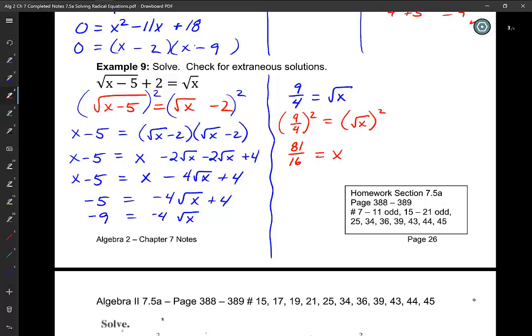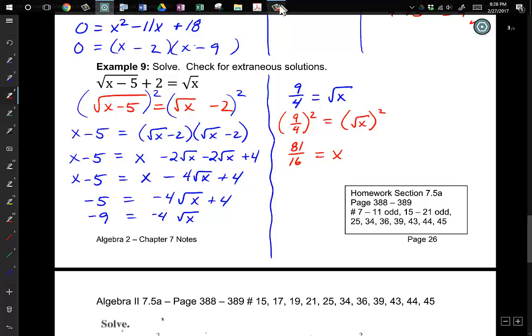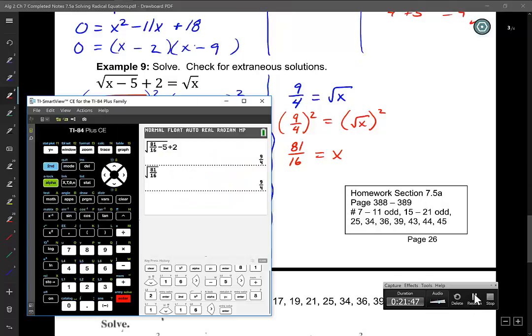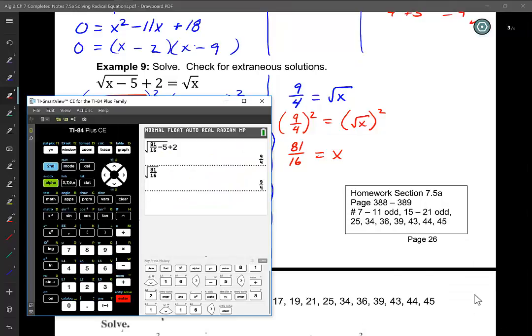And we could check that on our calculator if we wanted to, and we would find hopefully that that is a valid answer. What I've done here is I brought up our calculator just to show you our check. I have 81 over 16 minus 5, and then outside of the square root a plus 2. That equals 9/4. And then I have the square root of 81 over 16 on the right-hand side, and that also equals 9/4. So hopefully you can see that's one way that we can check our work. Obviously you have to be in math print mode to do that.